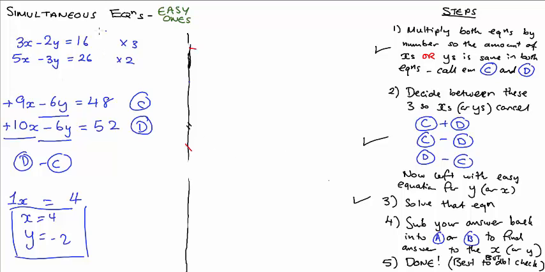Because I used this one to find my y, I'll just double check that I'm correct with this. So 5 times 4 equals 20. Minus 3 times minus 2 is actually going to be a plus 6. Does that equal 26? Yes. So that's it. That's how you do simultaneous equations.